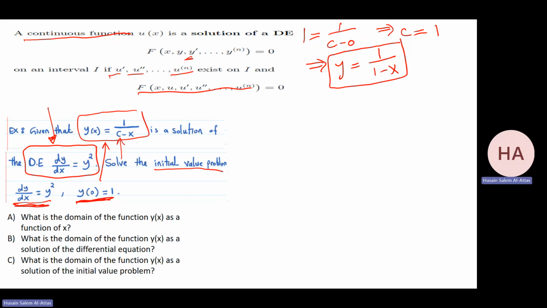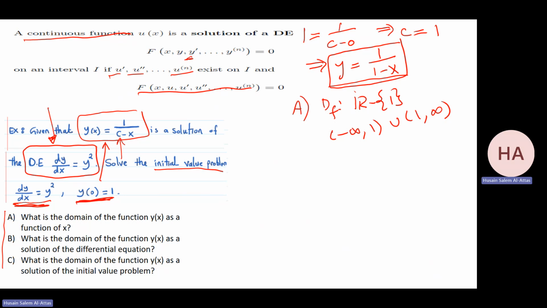Okay. So I have these questions, which are explained for me. What's the meaning of a solution of the differential equation? What's the difference between treating this as a solution or as a function? So part A, he says, what's the domain of the function as a function of x? Very clear, all real numbers except 1. So the domain is minus infinity to 1 union 1 to infinity.